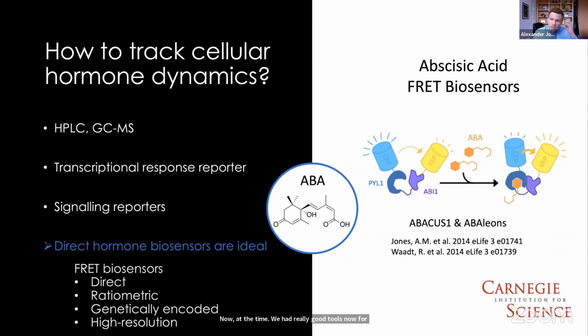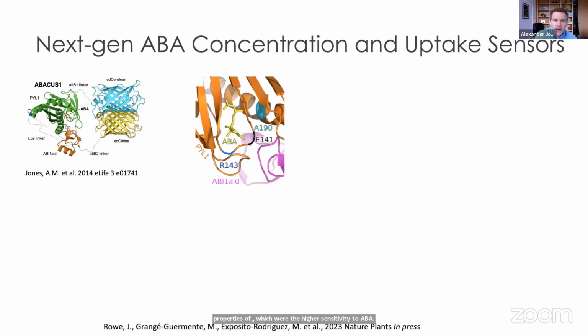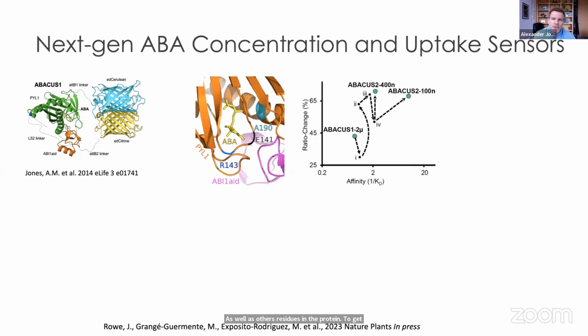It was a very exciting time. But already, when I started my group at the Sainsbury Lab in Cambridge, I knew that we could do better. So I set out to engineer Abacus 1 with the best properties of Abacus, which was a high emission ratio change in response to ABA, so a good signal to noise ratio in vivo, and the best properties of ABAleons, which were the higher sensitivity to ABA. It's been many years, and I won't tell you very many details at all, other than to say that for the affinity increases, we engineered the binding pocket around ABA, as well as other residues in the protein, to get a higher affinity whilst maintaining that emission ratio change that I talked about.